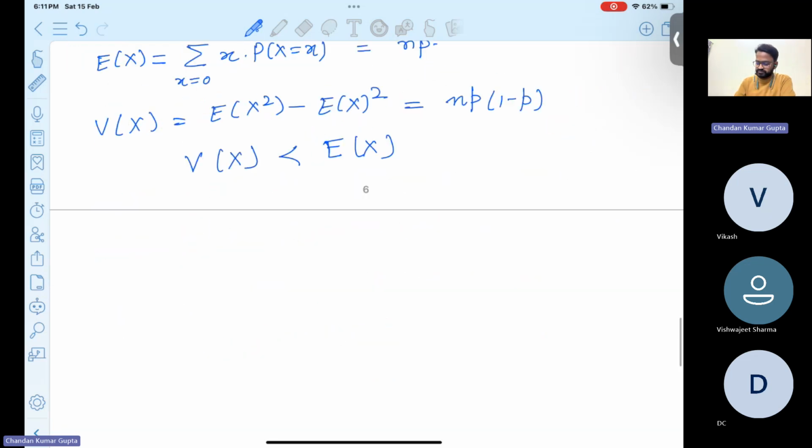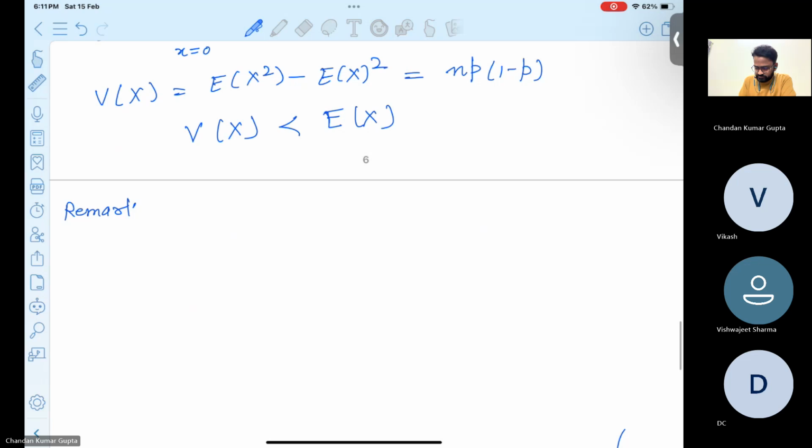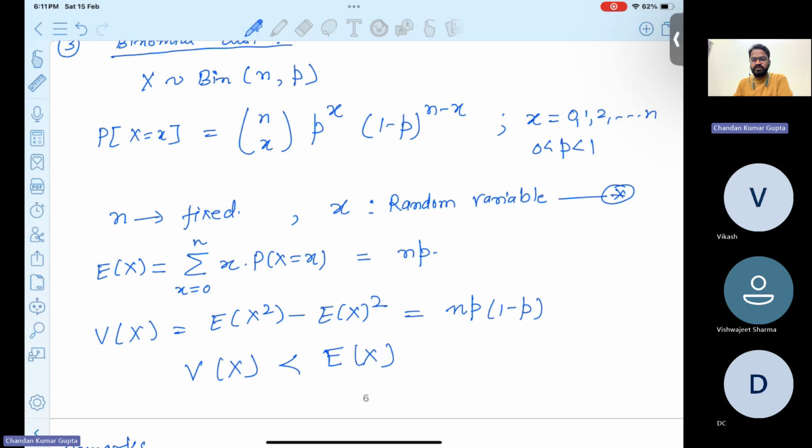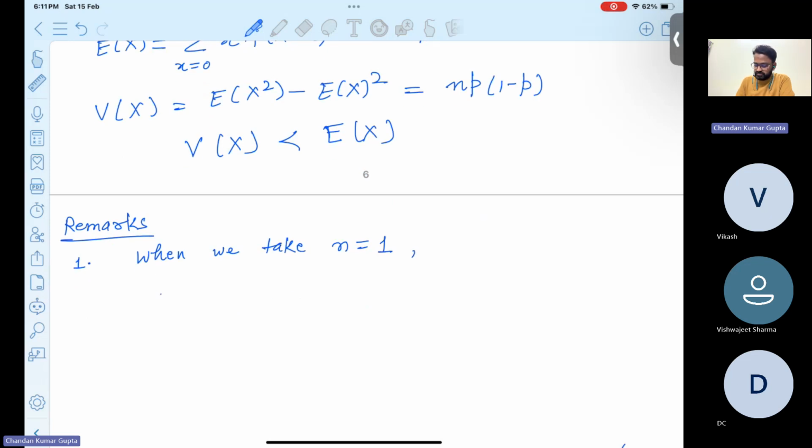Also, we have some remarks. The first remark is, suppose we take n equal to 1. Here, if we have considered n equal to 1, then the value of x is either 0 or 1. So this is converted into the Bernoulli distribution. In that case, the binomial distribution converges to the Bernoulli distribution with the same probability of success p with n equal to 1.